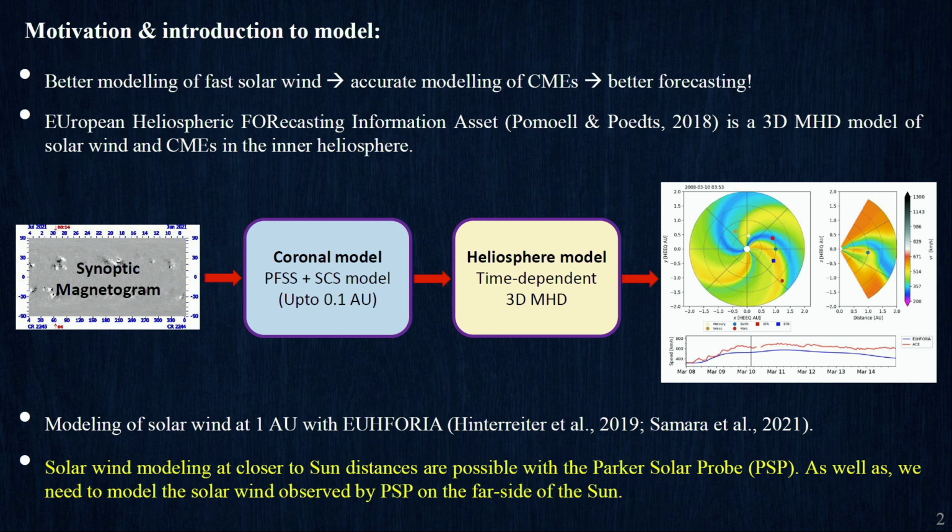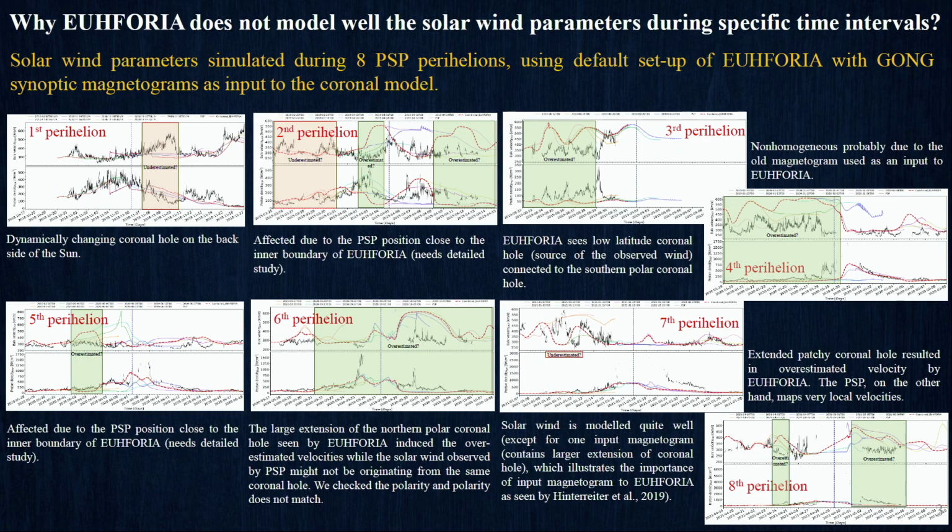And the solar wind characteristics significantly change from Sun to Earth, but up to now, with EUHFORIA, we have modeled solar wind at 1 AU. But with PSP, we can do solar wind modeling at distances closer to the Sun. And while modeling solar wind for the PSP periods, there are some instances where PSP was at the far side of the Sun. So we are using the default setup of EUHFORIA to model the solar wind during the first 8 perihelions of PSP.